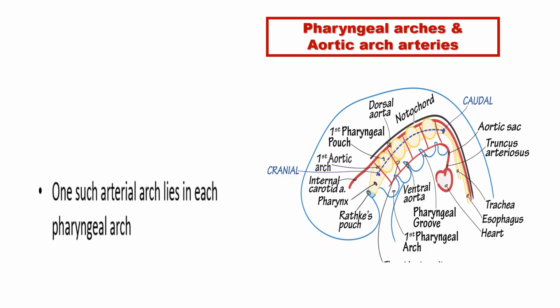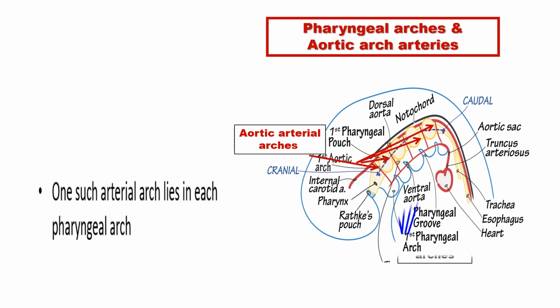So, pharyngeal arches and aortic arch arteries. Each aortic arch artery supplies each pharyngeal arch, which are mesodermal structures present in the neck or cranial end of the embryo in the initial stages of development, which finally take part in forming the head and neck region.